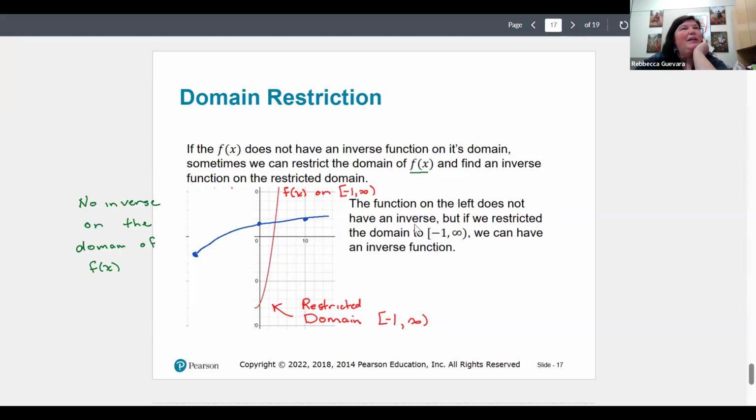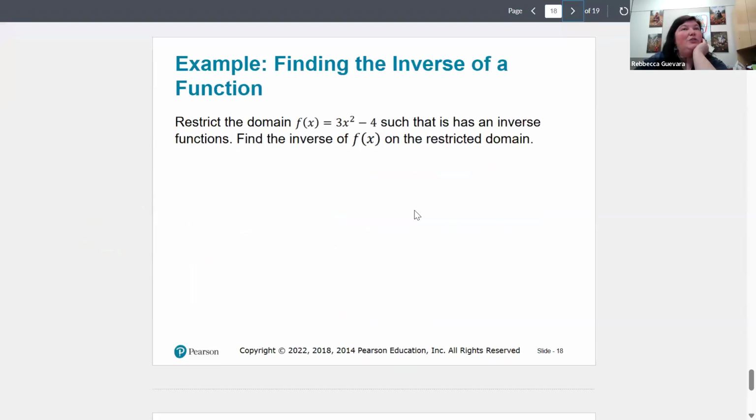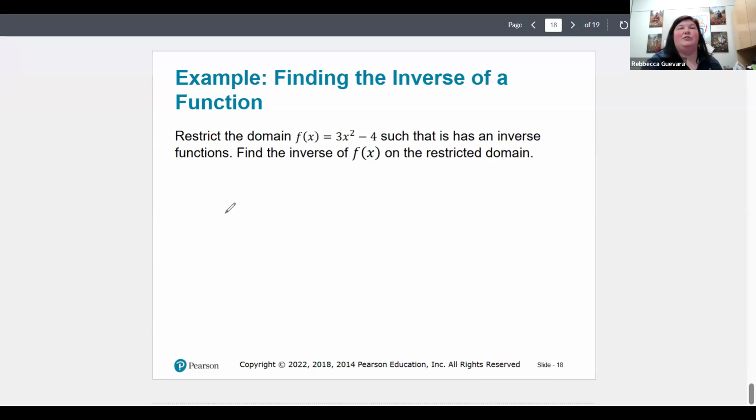So we want to restrict the domain of f(x) equals 3x squared minus 4 such that it has an inverse function. Once we do that, then we're going to find the inverse on that restricted domain. We're going to get a little practice for something else here in a second. So let's make a little graph of what this would look like.